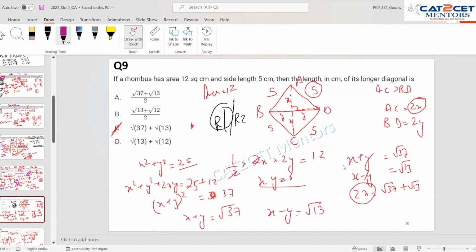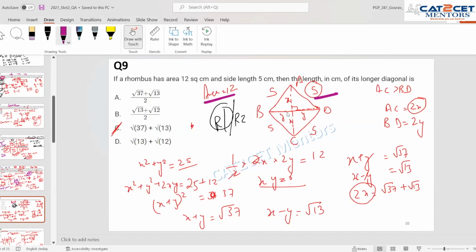Moving to next question, question number 9. This was a fairly simple question of geometry. There was nothing in this question. We were given 2 parts. The area and the side are given, and we should have known the basic properties of rhombus, that diagonals of rhombus bisect each other at 90 degrees.